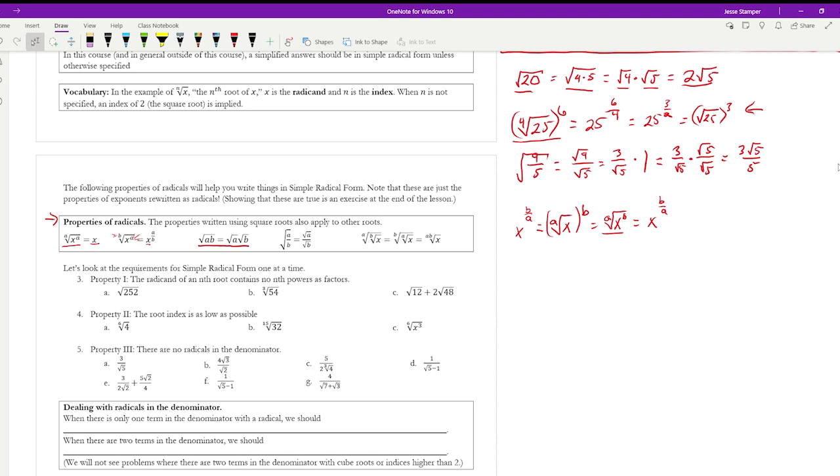Similarly, when we had a radical in the denominator, I used this property, which is the same thing as the previous one. If you're dividing a divided by b under the radical, that's the same as the radical of a divided by the radical of b. Basically, you can separate the numbers under the radical.